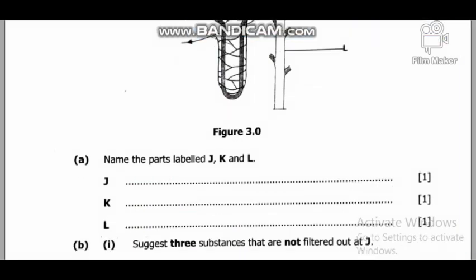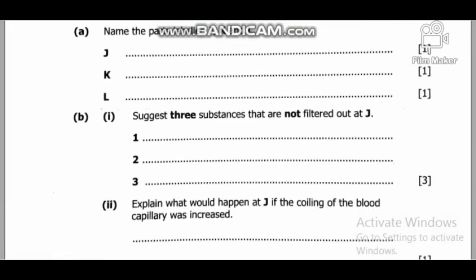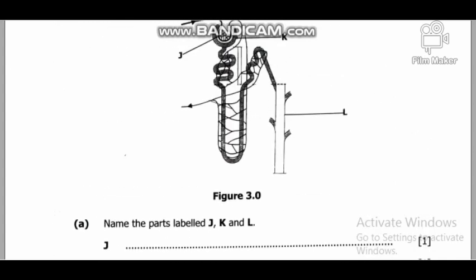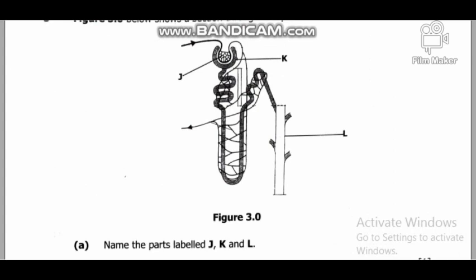Okay, let's come to the B part. It is saying suggest 3 substances that are not filtered out at J. J is the glomerulus, so we understand that at the glomerulus there is what we call pressure filtration or ultrafiltration that takes place. So we are looking for those big substances that are not going to be filtered out at that particular part.